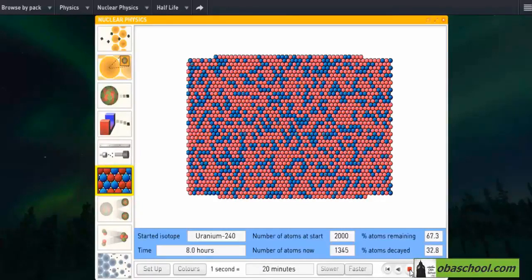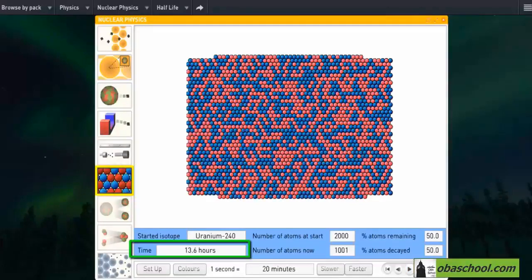approximately. Now moving forward until we reach half the amount of atoms at the beginning, which is 1000. So it took 13.6 hours, which is the half-life of uranium-240, since this is the time it took to reach half the amount of atoms compared to the beginning.